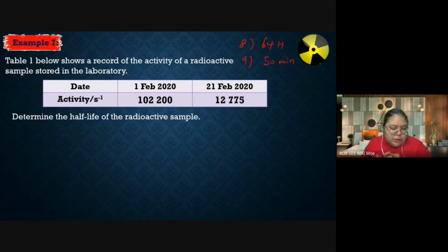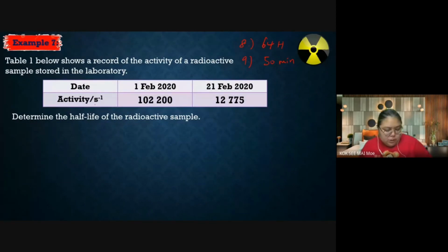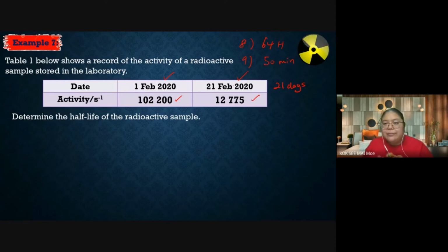So now I want to go to question number 1, solving problem involving the half-life. Okay, you can see this table. They show you the date. They can come out with a question like this. 1st February until 21st February, actually how many days? 21 days. When starting the activity, this one. After 21 days, they become this one. They ask you to determine the half-life. So from here you decay half and half.